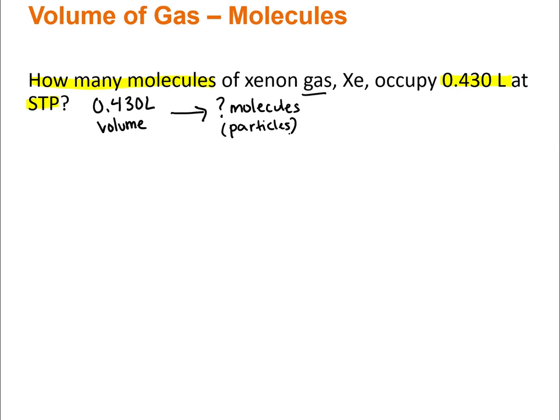We can't just jump from volume to particles. We have to use moles as the go-between. So what we're really doing here is setting up two little mini equations that we're going to smush together to make one equation to solve this. The first mini equation is a little mini problem of converting the volume of gas to moles of gas. We use molar volume for that, and we just went over that as our do now. That's going to be our unit equation.